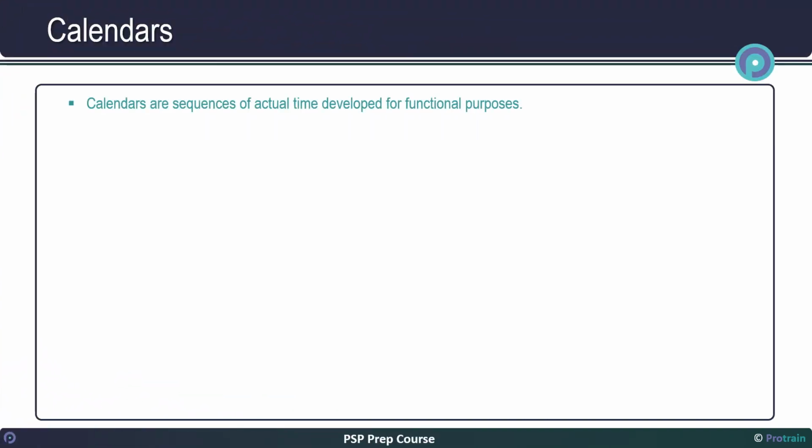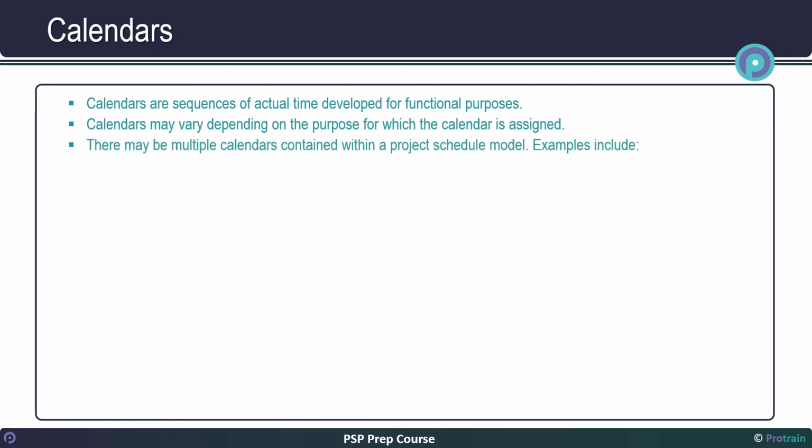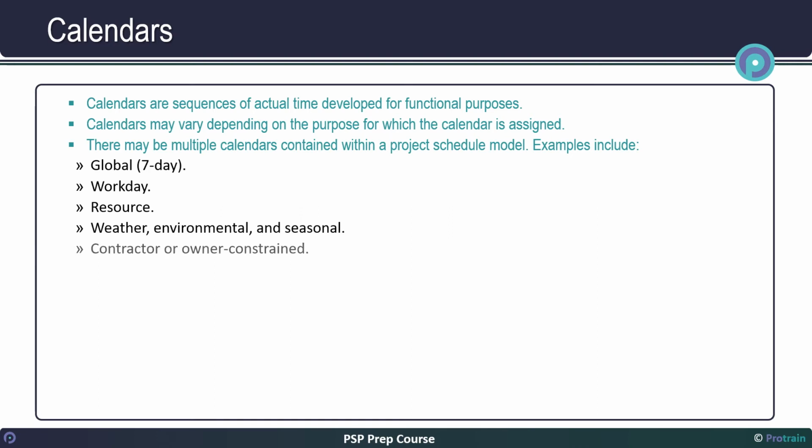Calendars. Calendars are sequences of actual time developed for functional purposes. Calendars may vary depending on the purpose for which the calendar is assigned. There may be multiple calendars contained within a project schedule model. Examples include: Global 7-day. Workday. Resource. Weather, environmental and seasonal. Contractor or owner constrained.